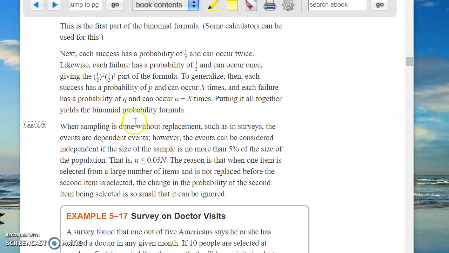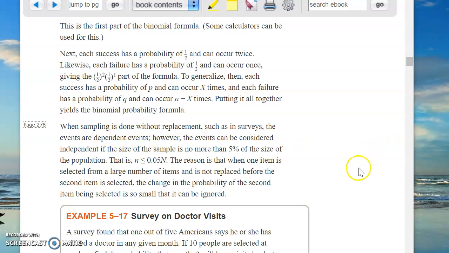Well, what we do is we say, you know what? It's close enough for government work, all right? The binomial distribution is so useful that we kind of fake it sometimes, okay? So that's what he's talking about right here.